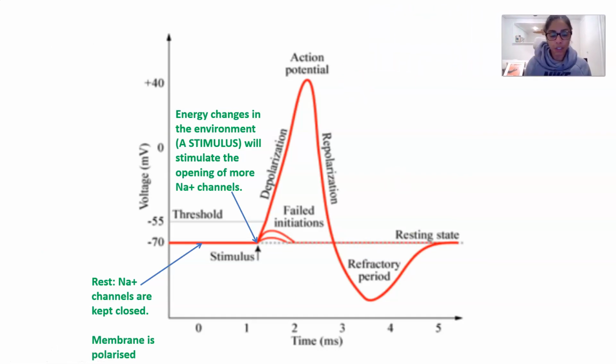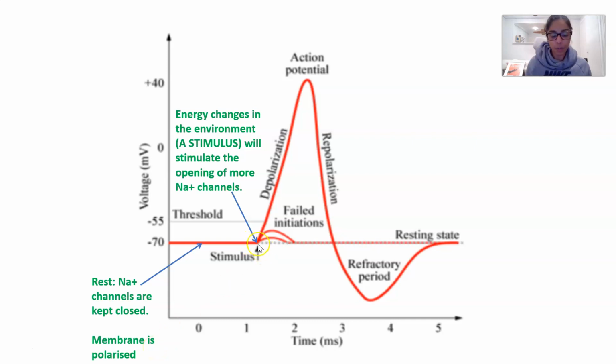So if we go back and look at this graph, at this point here, at the resting membrane potential, negative 70 millivolts, sodium channels are closed and the membrane is polarized. So there is a separation of charge, positive on the outside, negative on the inside.